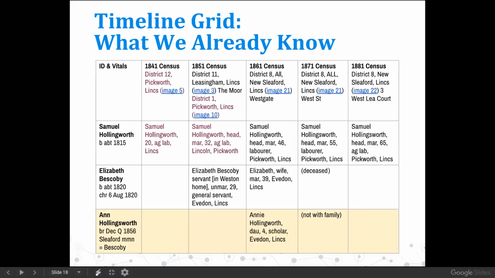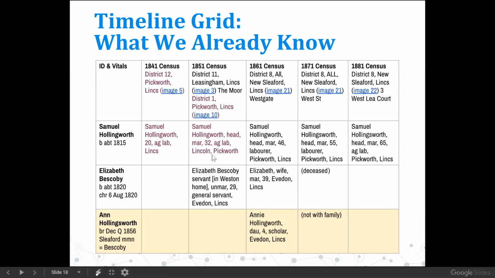So I wanted to introduce you here to a research log called the Timeline Grid. This is actually my favorite method of collecting information. And I'm displaying it here not only to help you be a little familiar with it, but also to illustrate what we already know about Annie. So the way the Timeline Grid works is in the first column, we put the names and vital information. Then there's one column per census, and there is one row per person. Now, I haven't put Annie's siblings on here just because there wasn't room, but you can see how this gives us a snapshot of the family.